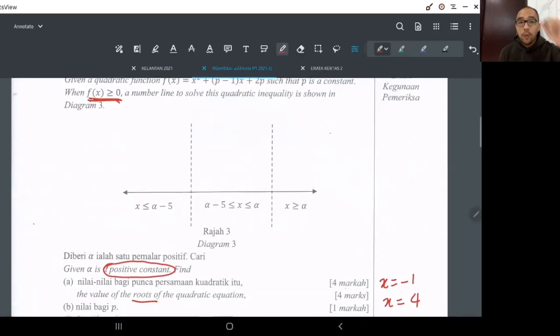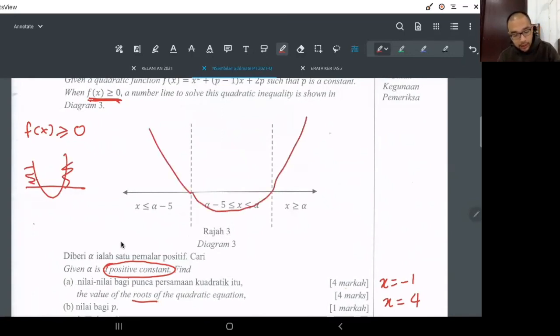Now what we are very used to is when we have f(x) more than 0, then I always say, draw the graph and then shade. This is essentially the same thing, where the graph will look something like this. Here is one root and here is the other root. So this one is alpha minus 5 and this one is alpha. It is the same situation that we are used to. It's just that they give it in a different form.